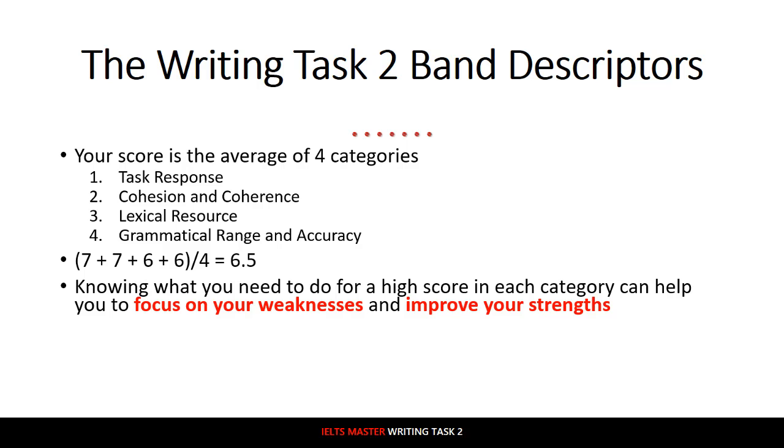And if you're planning on improving your writing, I recommend you start with task response, then go to cohesion and coherence, then to lexical resource, and finally grammatical range and accuracy. Try to fix or improve your weaknesses in each of these areas in that order.